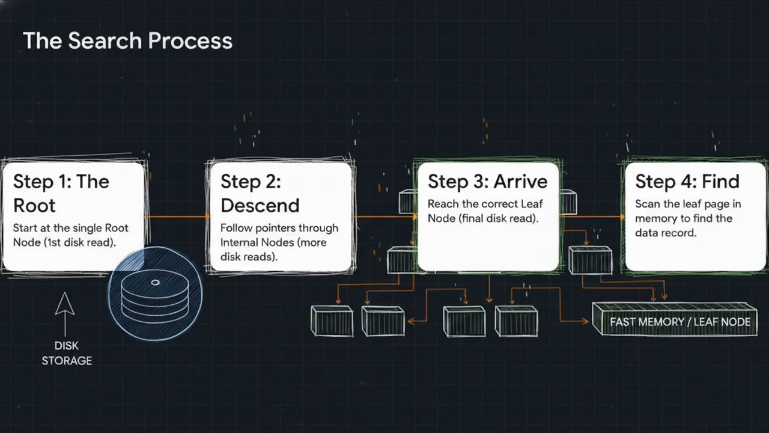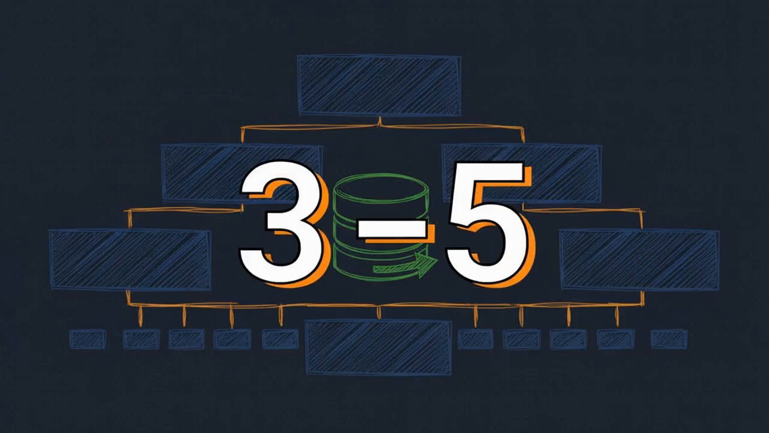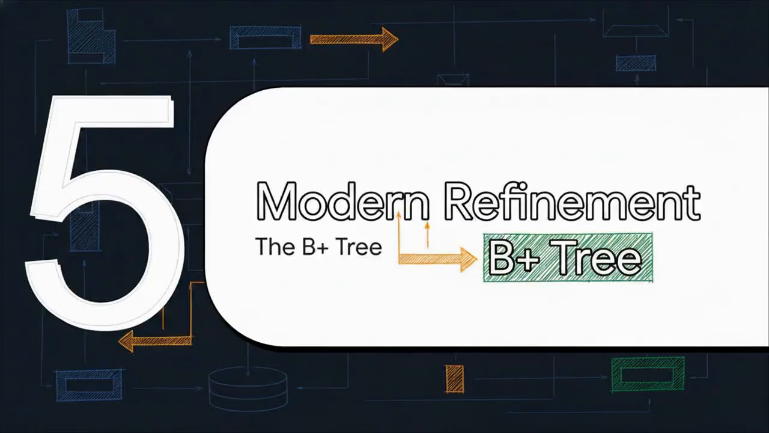And since that page is now loaded into fast memory, you can scan it super quickly to find the exact record you need. And here is the big payoff. Because each page, each node, can point to hundreds or even thousands of other pages, the tree is just incredibly shallow. And the result is kind of mind-blowing. To find one single record among billions, a system often only needs to do 3 to 5 of those slow disk reads. That's it. That is the revolutionary power of this short and wide design.